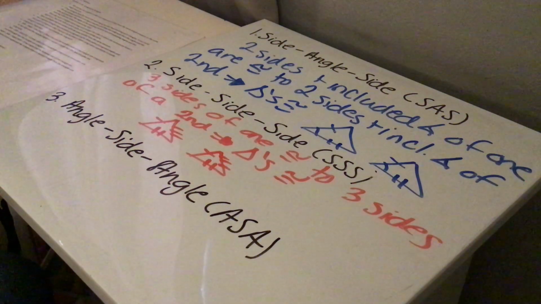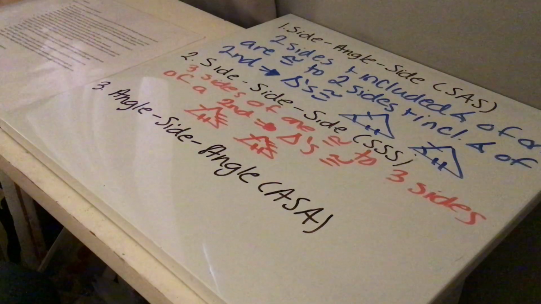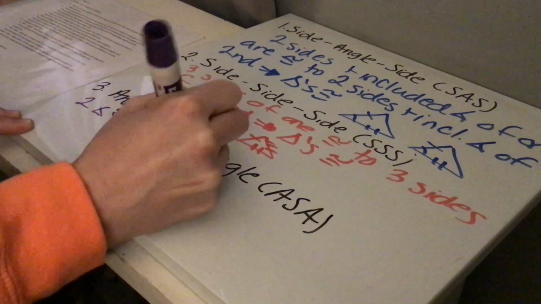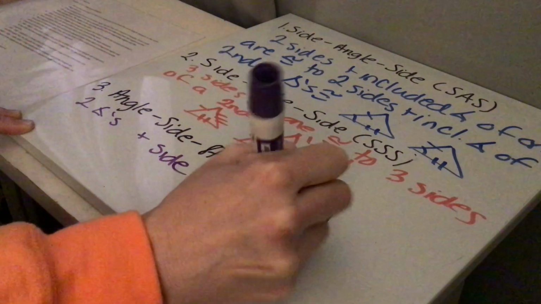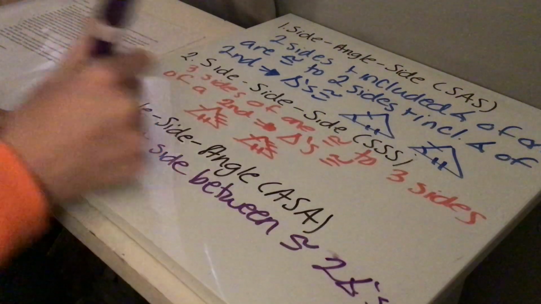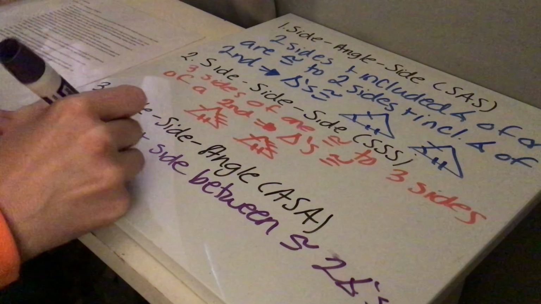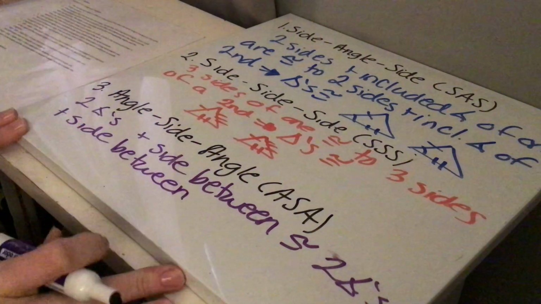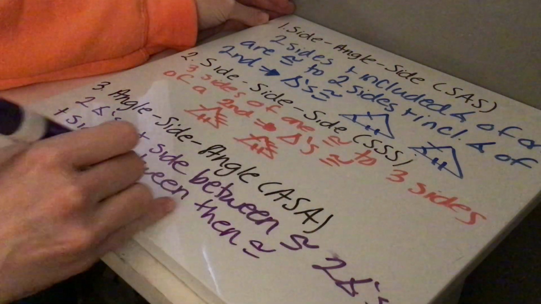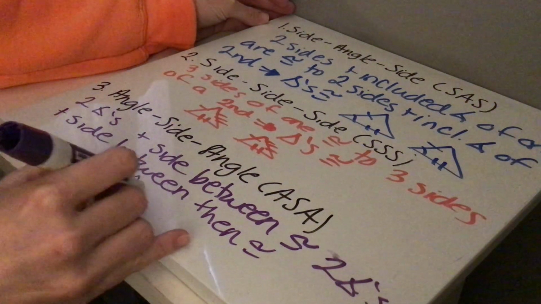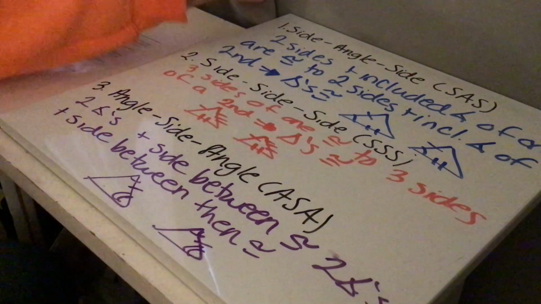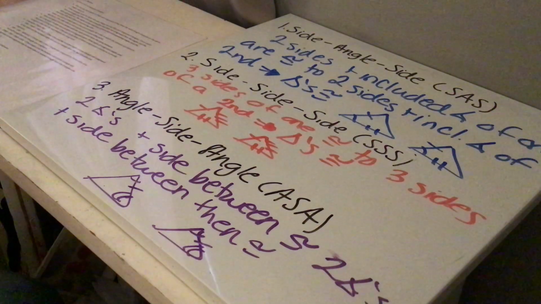So it's just saying two angles and the side in between congruent to two angles and the side in between, then the triangles are congruent. Okay, so angle, side, angle. So here's an angle, here's a side, here's an angle. Okay, then those two triangles would be congruent.